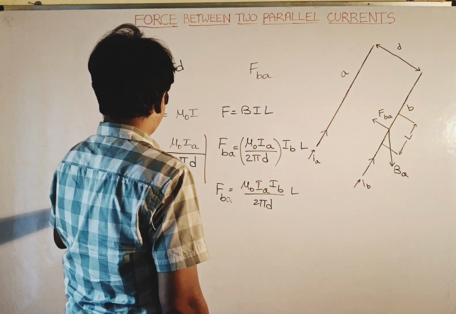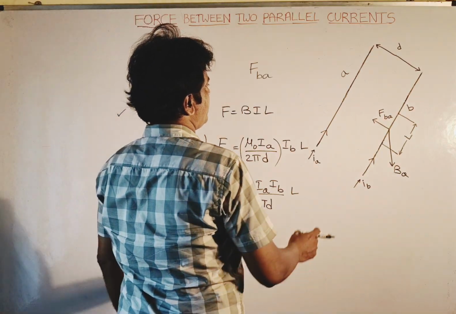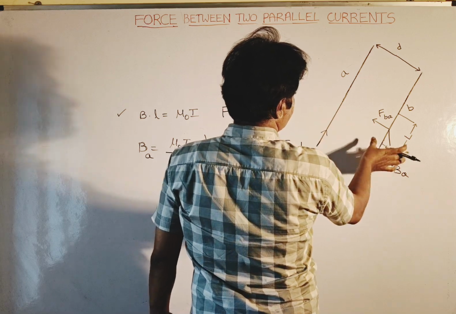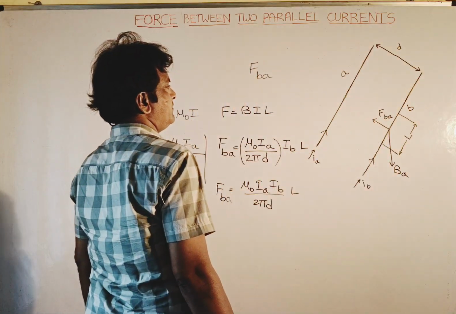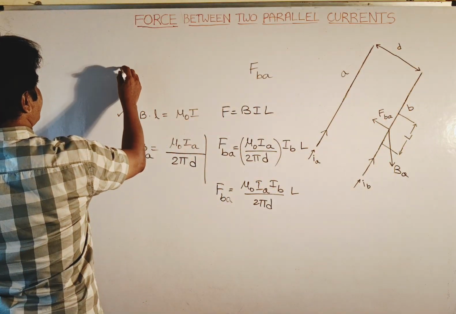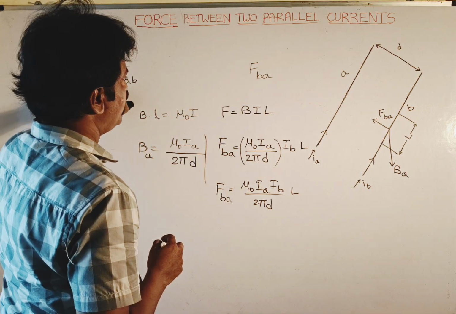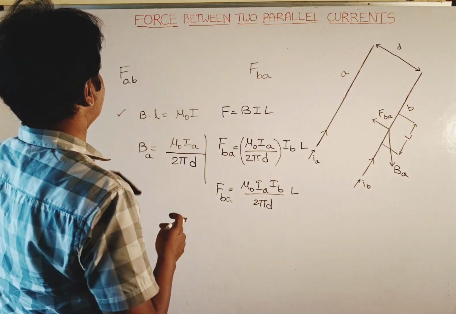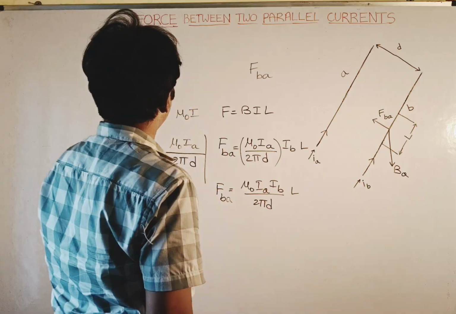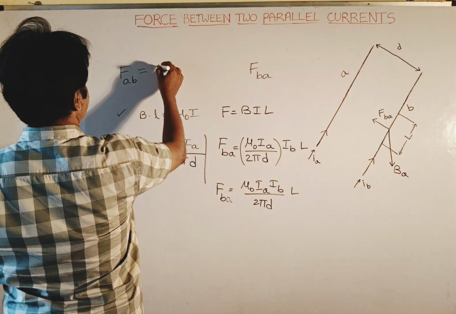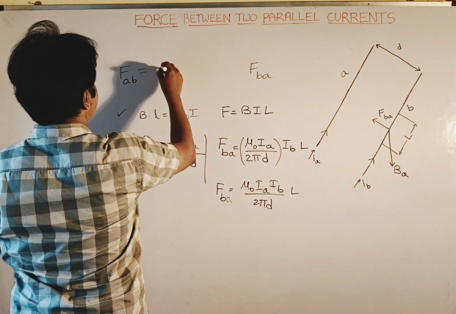Okay, so BA. Similarly, we can calculate the force experienced by this conductor because of the magnetic field generated by the current IB passing through the conductor B. So that can be written as FAB, meaning the force experienced by conductor A due to the magnetic field generated by conductor B. With a similar calculation, the same as we have done here, we will get the same result.